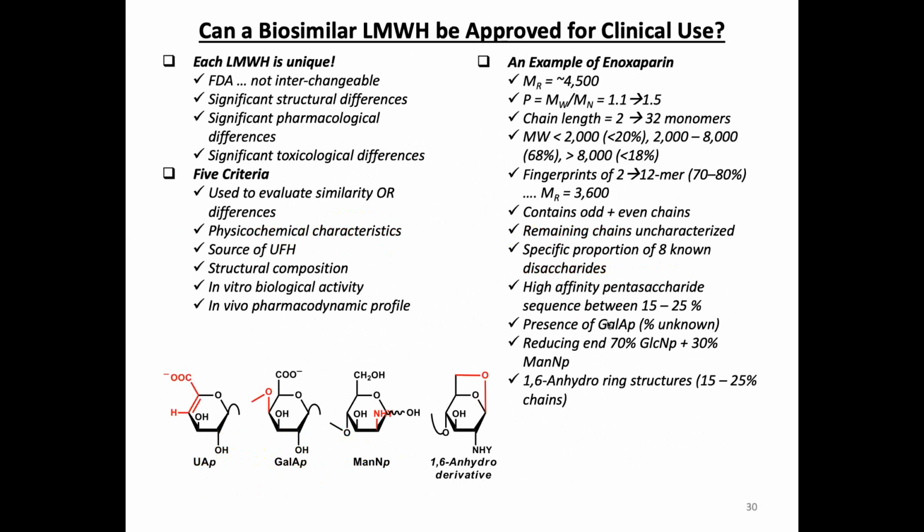Obviously, structural composition, in vitro biological activity, in vivo pharmacodynamic profile, but this is one important criterion. And then you have to match all of these criteria. And as I told you, Momenta, which is a company from MIT or in Boston, and Amphastar, they are selling 2 generic low molecular weight enoxaparin currently in the clinic. And by the way, they are making a lot of money, although it's generic.